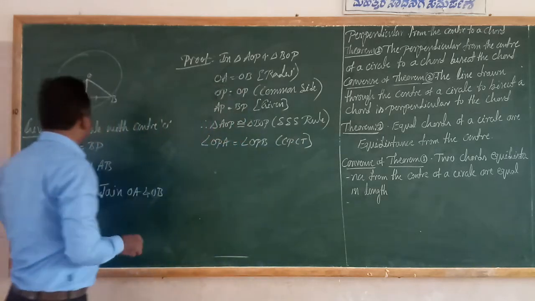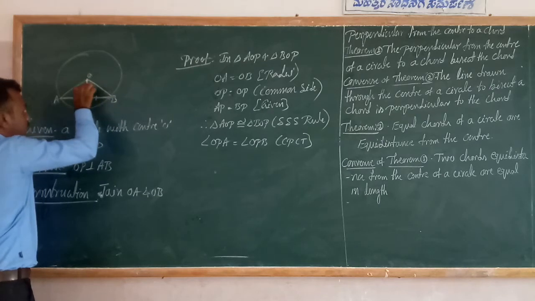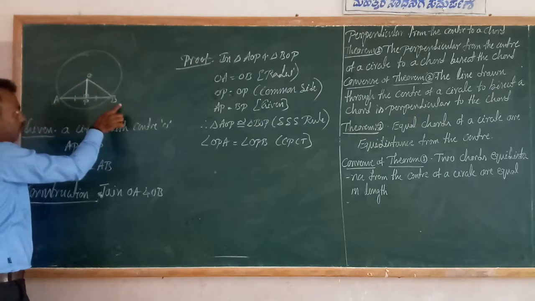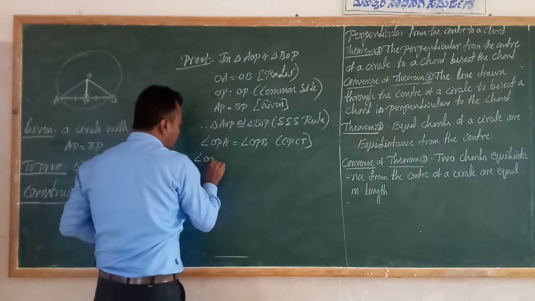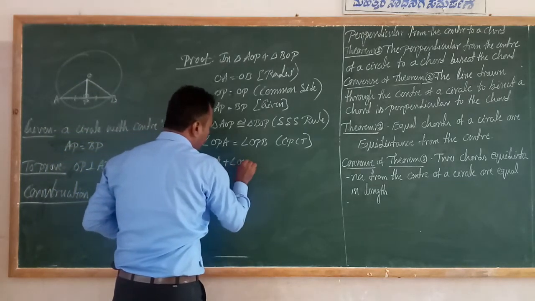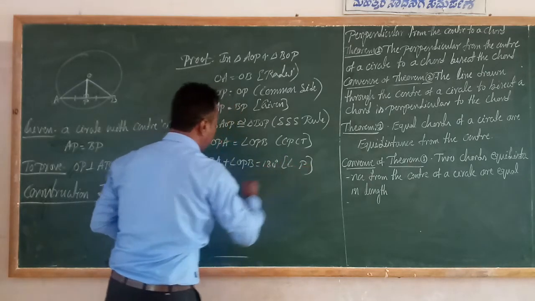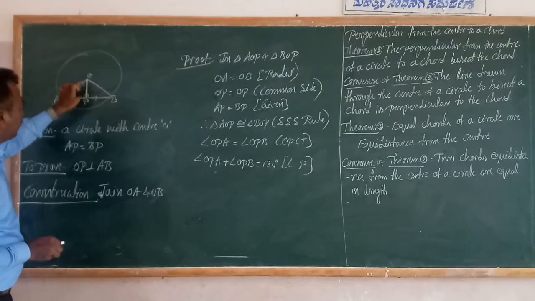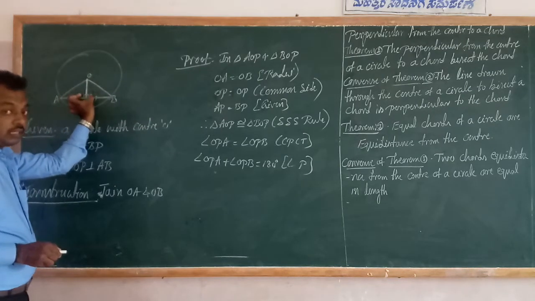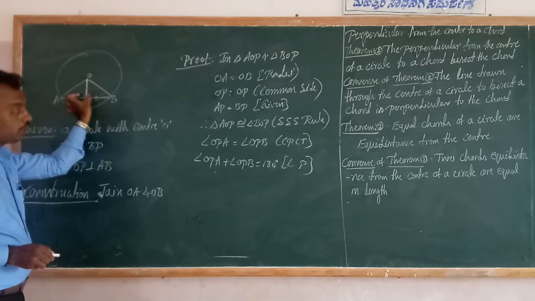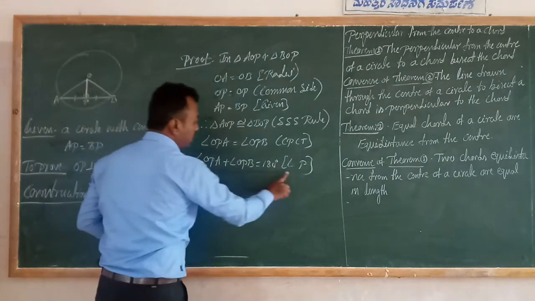Okay, now see students, AB is a chord, a straight line. So OP is standing on line AB, or chord AB. It forms a linear pair. That's why angle OPA plus angle OPB is equal to 180 degrees because of linear pair. These two are adjacent angles, and the sum of these two adjacent angles is 180 degrees. That's why I will write these equations.